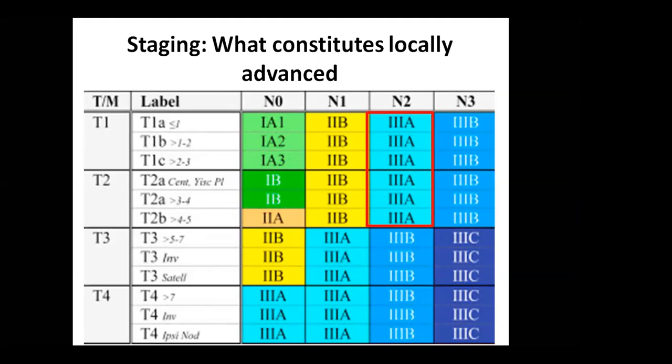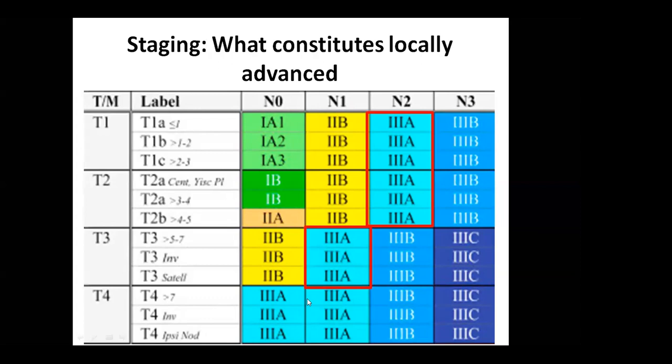So a resectable, that is a T1, T2 tumor with N2 disease, is classified as 3A. Similarly, you have T3 with N1, which is potentially resectable, also classified as 3A, and a T4 disease, which may or may not be resectable, with N0 and N1 disease classified as 3A.